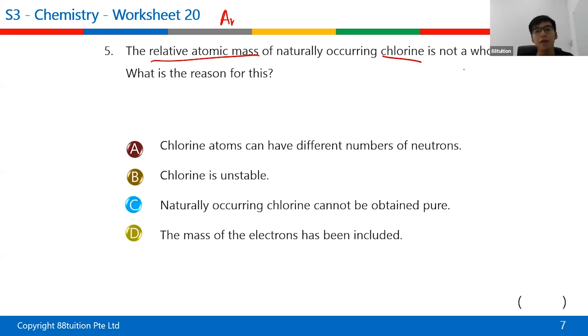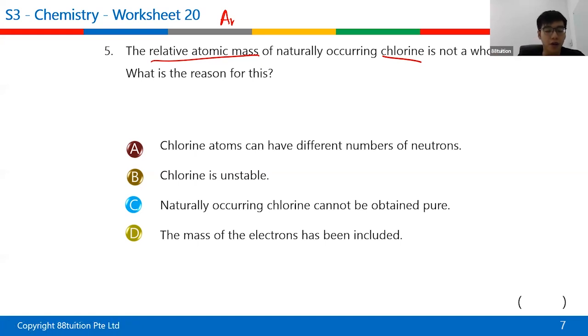Any idea what should be done? If you look at the periodic table, chlorine has a mass of 35.5. Very big, not a whole number. Mental says B. Okay, let me go through.